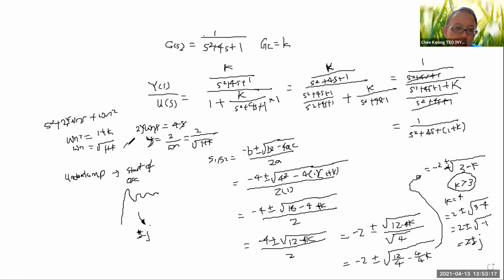So that is the answer for question 4 of the tutorial. One of them is k greater than 3 results in oscillation. The other ones are the effect of k on natural frequency, and the effect of k on zeta, which is the damping ratio.